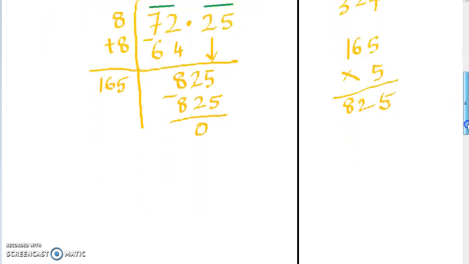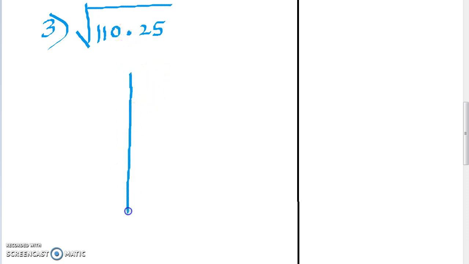Let's take one more, but this time I'll be going for an odd number. What do I mean by that is I'm going to take an odd number of places for the whole number part and an even number of places for the decimal part. So my question that I'm going to take is 110.25, just to have an understanding of how to pair if I have odd numbers.